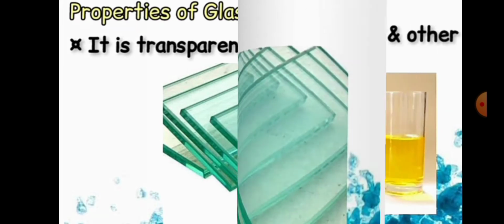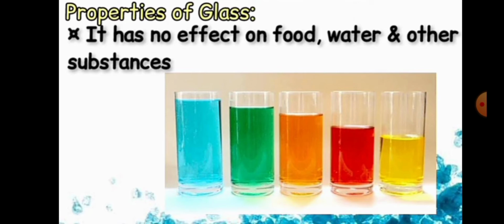Impermeable means when you pour water into a glass, it will not seep through it. It will not allow water or other liquids to pass. Okay, so it can hold water in itself. It does not get soggy or stained. So if you pour colored liquids into a glass, it will not take its color. Let's say you drink a coke in a glass, the glass will not turn black. So this is a very useful quality of glass.